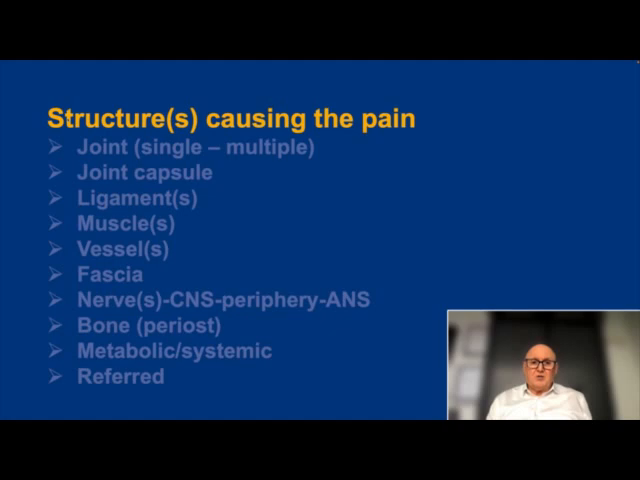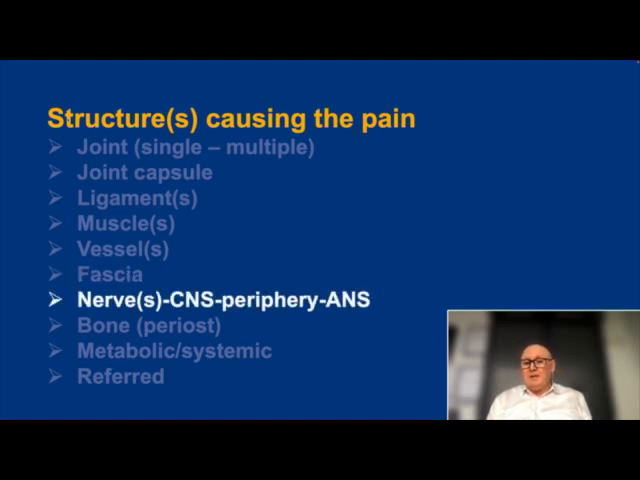Let's see which structures can cause the low back pain. Low back pain can come from a single joint or from multiple joints, such as in rheumatoid arthritis. Low back pain can also come from the joint capsule. The joint capsule can be overstretched or in retraction. Low back pain can come from ligaments, overstretched, damaged, or in retraction. Low back pain can come from one or multiple muscles, muscle spasm, shortened muscles, retractions. Low back pain can also find its origin in vessels, like an arterial spasm, cramps. Fascia can also be the cause of low back pain.